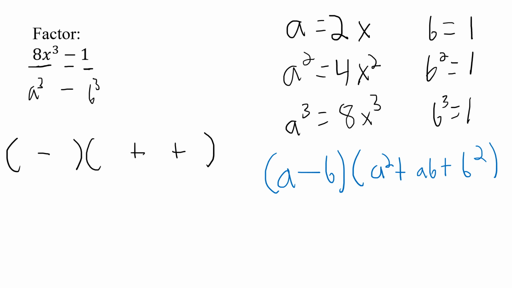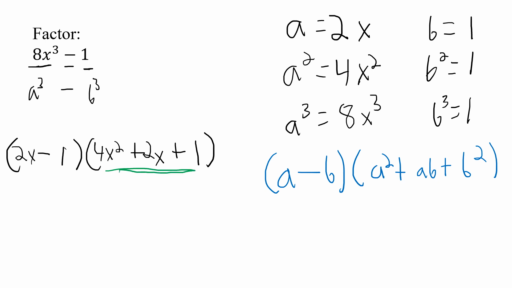Now we need to go ahead and put it together. What did we say that a was? Well, we said that a in our chart was 2x. Then, of course, we take away b. b is 1. Then we have a squared. a squared we said was 4x squared. Then we have a times b. Well, a is 2x and b is 1. 2x times 1 is just 2x. Finally, we have b squared. Well, b squared is just 1 squared. That's 1.